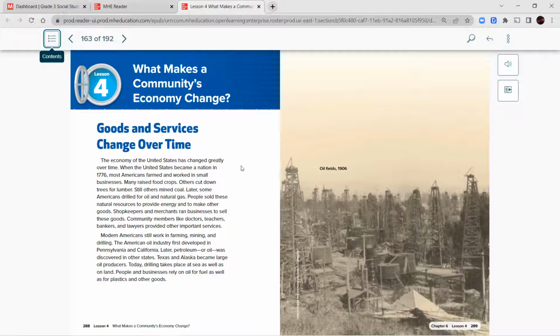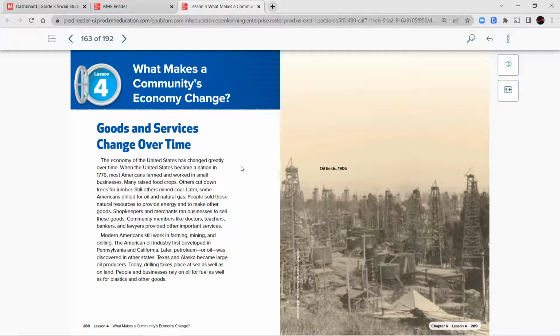Goods and services change over time. The economy of the United States has changed greatly over time. When the United States became a nation in 1776, most Americans farmed and worked in small businesses. Many raised food crops. Others cut down trees for lumber. Still others mined coal. Later, some Americans drilled for oil and natural gas.